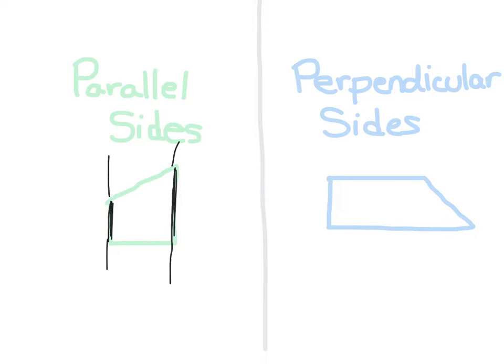Over on the right side, I'm going to trace over a set of perpendicular sides. This side is perpendicular to this side. The reason why they're perpendicular is because they meet and make a right angle. See, we've got a right angle right here. So this side is perpendicular to this side.